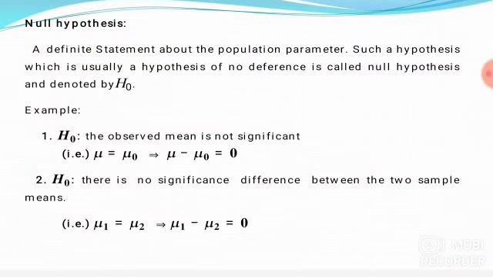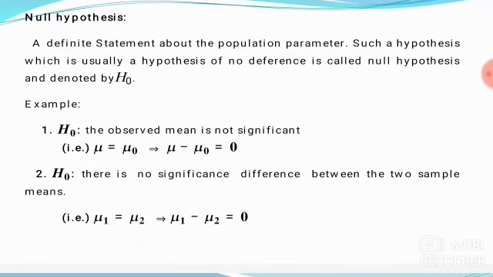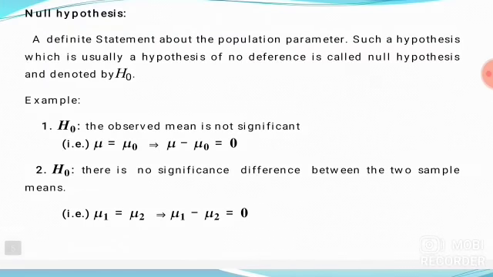Examples of null hypothesis. First, the observed mean is not significant, meaning that the population mean mu is equal to the sample mean. Second example, there is no significant difference between the two sample means. If we draw two samples from one population, in this situation there is no significant difference between the two sample means, that is mu1 equals mu2. Mu1 is the first sample mean, mu2 is the second sample mean.